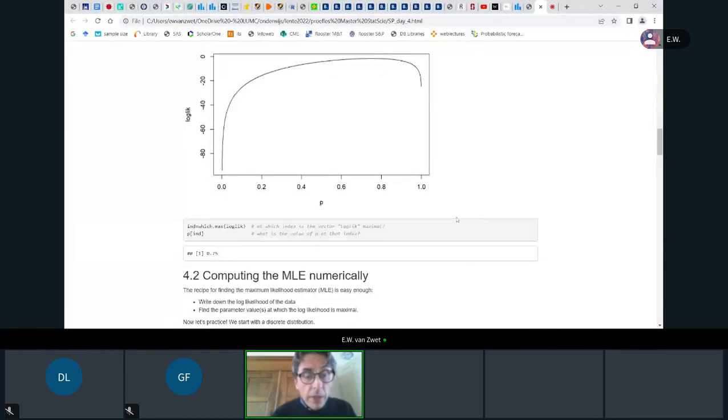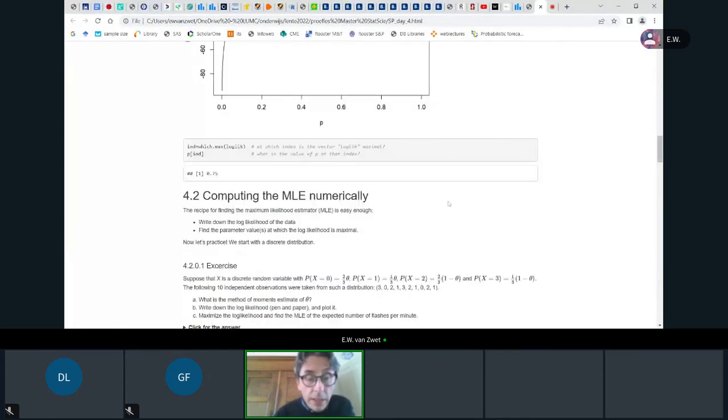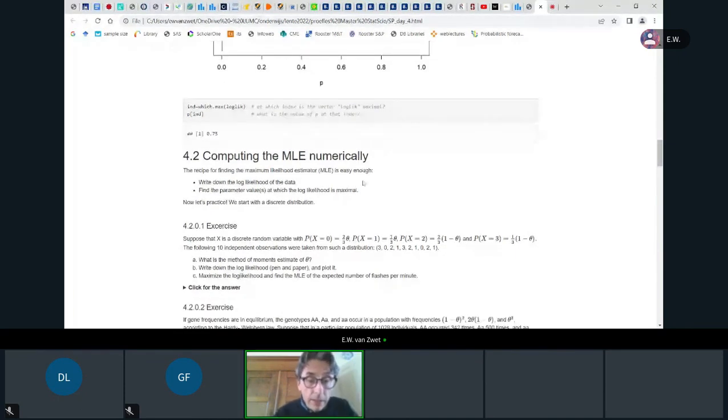All right, so there's this thing. You can still maximize it and find 0.75. And then the next section is about computing the MLE. There's a simple recipe. You write down the log likelihood function of the data, just like I did here, and then you have to find a parameter where that log likelihood is maximal.